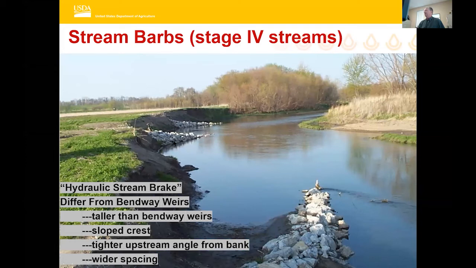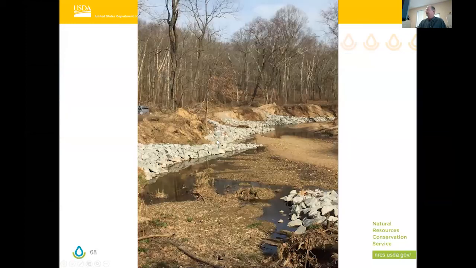So in lieu of putting something for the entire bank line, we can just maybe put a series of these structures depending on the radius here. And we can heal this with very little rock. Here's another photo right after one was installed, just so you can see this sloped crest that they have that goes about 2/3 to 3/4 up on the bank and then is angled way upstream. Upstream would be in the right-hand direction in this photo.